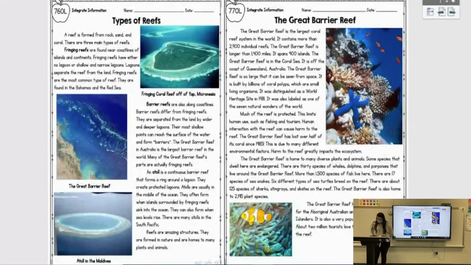6 different types of sea turtles breed on the reef. There are about 125 species of sharks, stingrays, and skates on the reef. The Great Barrier Reef is also home to 2,195 plant species.